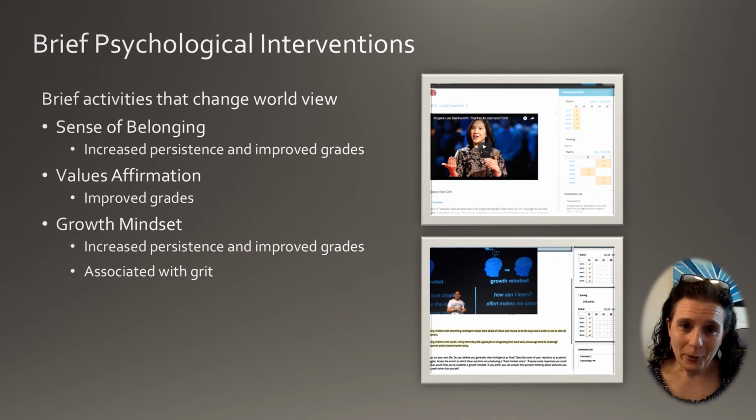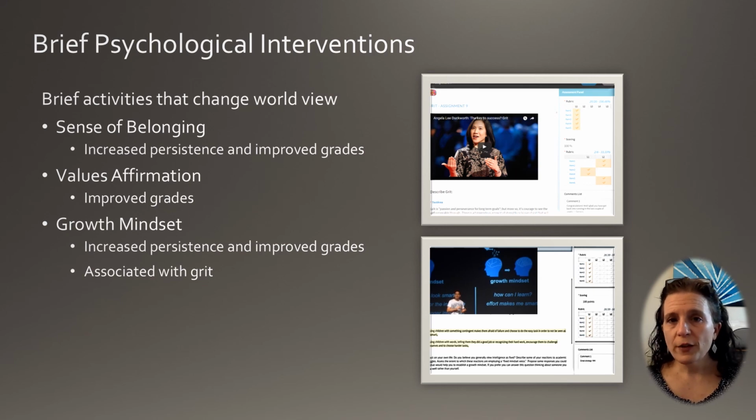Now, the last thing I want to tell you about before I get into some research findings and then how you do this is brief psychological interventions. So brief psychological interventions have been around for 10, 15 years now. There's a nice review article by Walton if you want to learn more about them. But they're essentially short experiences that seem to change the way students think about a critical moment in their lives and therefore lead to improved success. And as I go through three of them, you'll see that pretty much all of them involve self-reflective writing or a self-reflective video or self-reflective conversation.